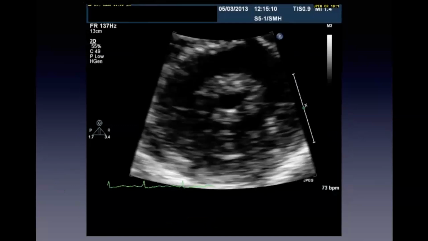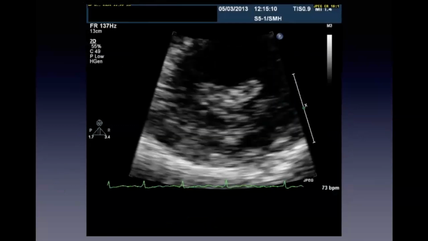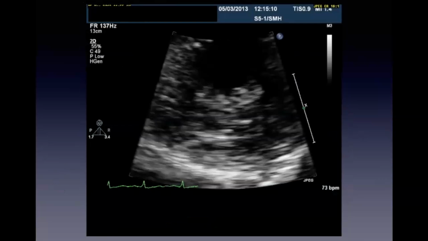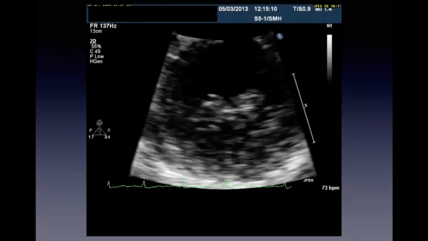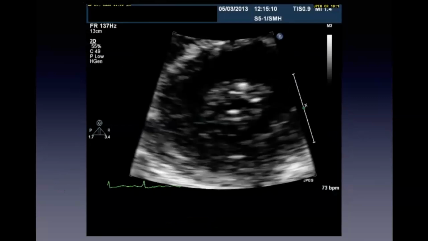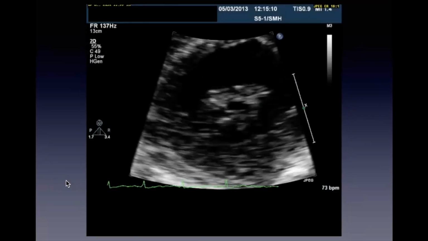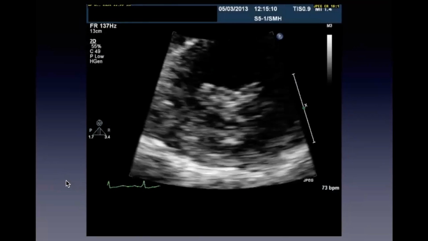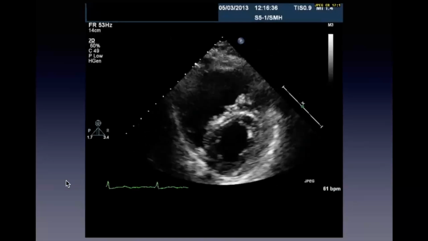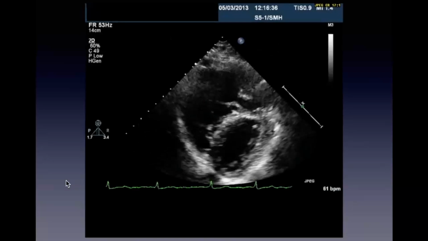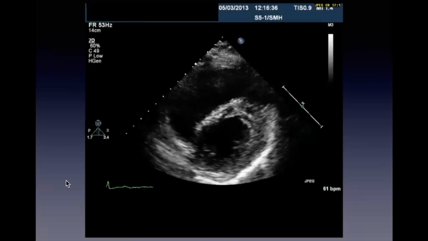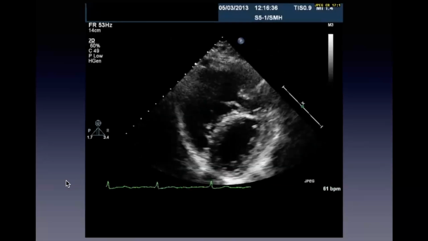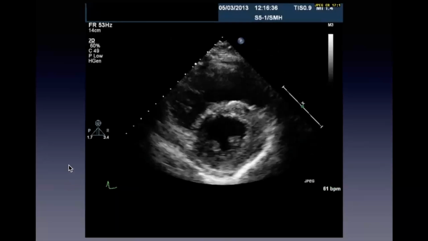Here's a short axis view of the mitral valve. So fairly symmetrical opening as reduced, the sort of classic configuration for rheumatic mitral stenosis. And there's the short axis view at the mid-papillary muscle level. Kind of a bit scanned into the apex a little bit here. You can see a bit of diastolic septal flapping.